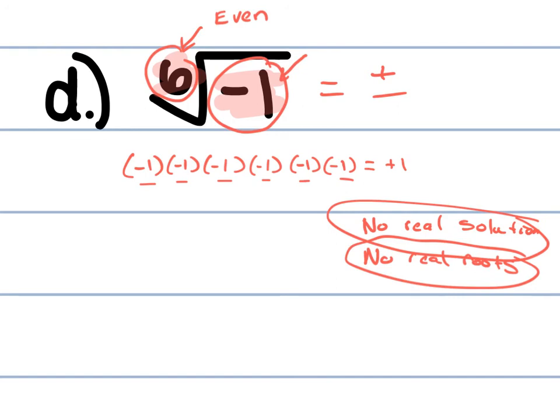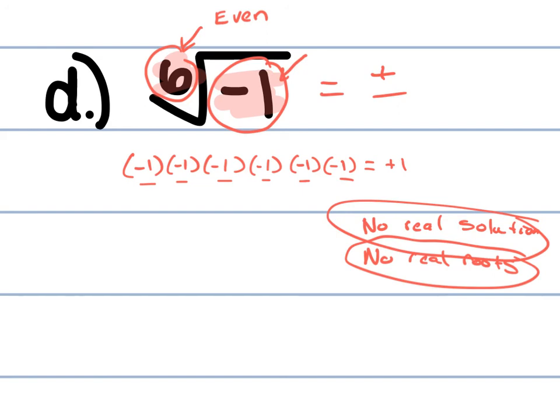Wait, is no real numbers the same thing or no? No, because there are numbers that we haven't touched yet called imaginary numbers. And so you can't say no solution. Don't say no solution. There is a solution to this. That's all we can say: no real solution. There's no real numbers that we can use.